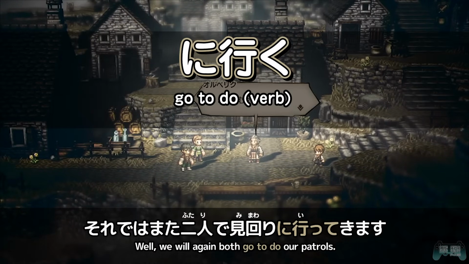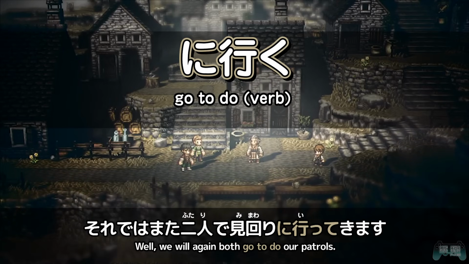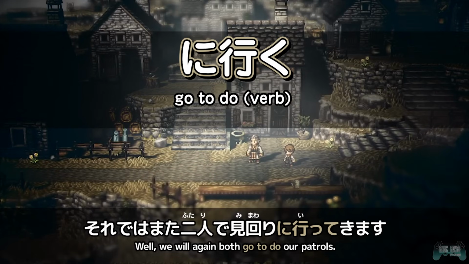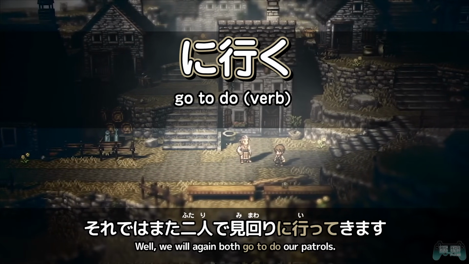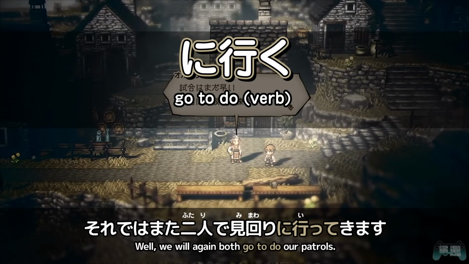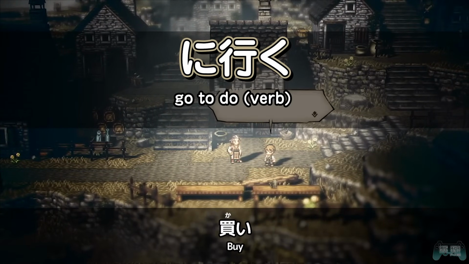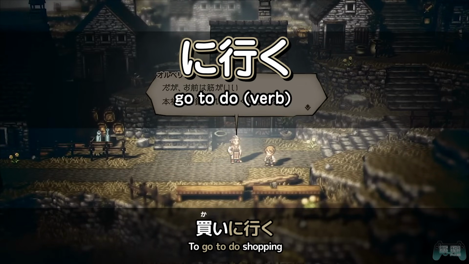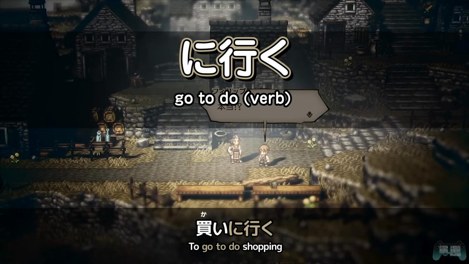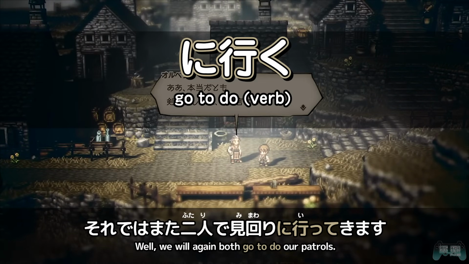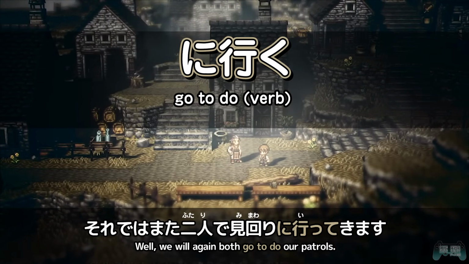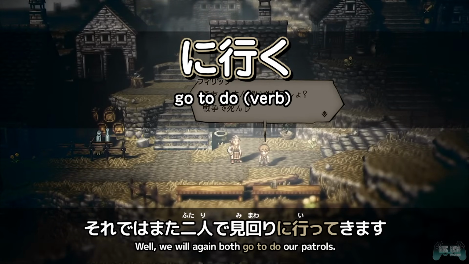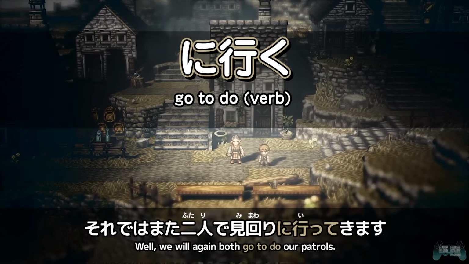Ni iku. Another very useful expression using the ni particle is ni iku. This means to go and do a certain verb. Here, you need to turn the first verb into the verb stem. So, kaimasu turning into kai, and then ni iku, turning kaimasu, shopping, into kai ni iku, to go to do shopping. Or here in Octopath Traveler, you can see futari de, with two people, miwari ni, on our rounds, ittekimasu, we will go. So we will go together to do our rounds.